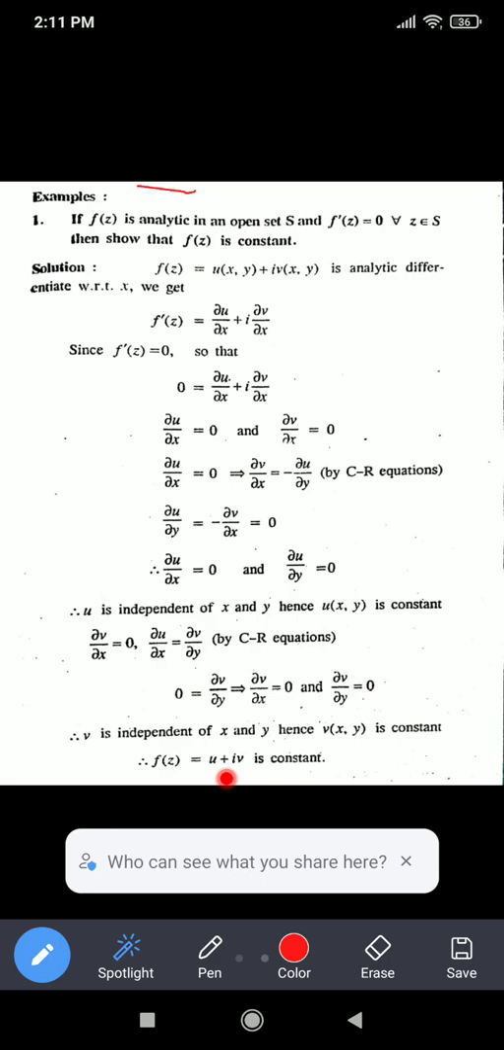I hope all of you understood. So now see one more example.